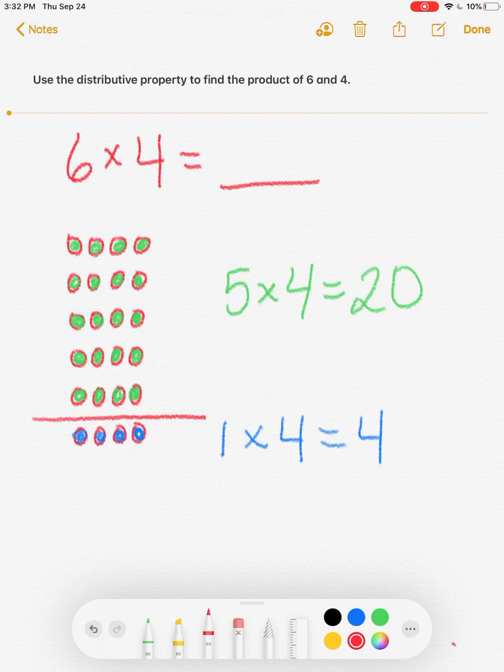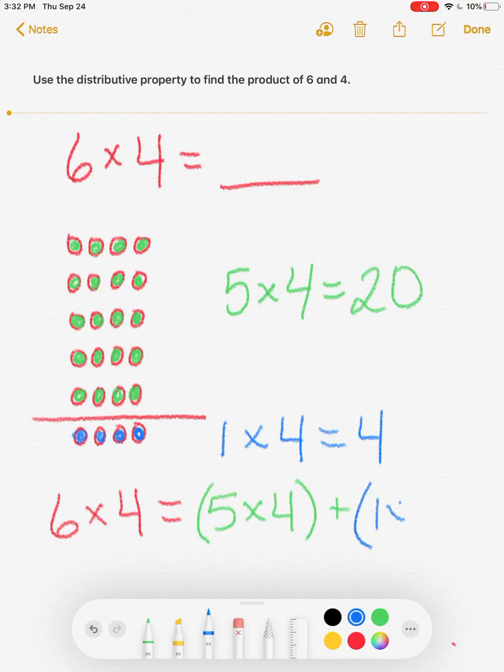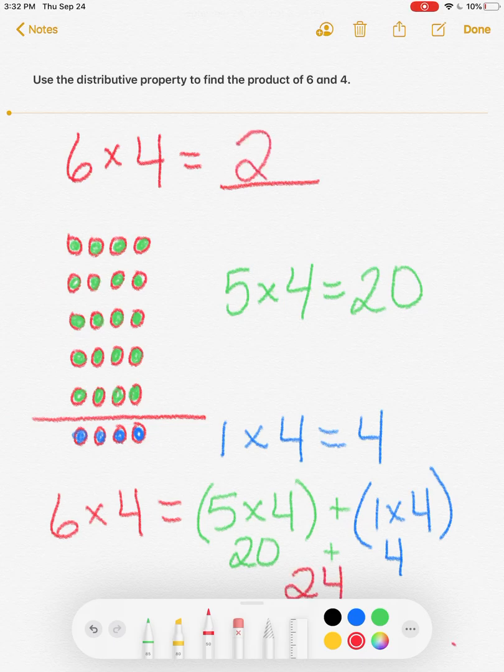In review, I would say that 6 times 4 is equal to 5 times 4 plus 1 times 4. So 5 groups of 4 plus 1 more group of 4. And we know that 5 times 4 is 20 and 1 times 4 is 4. So when we put those together, we can say that 6 times 4 is 24. That's the distributive property.